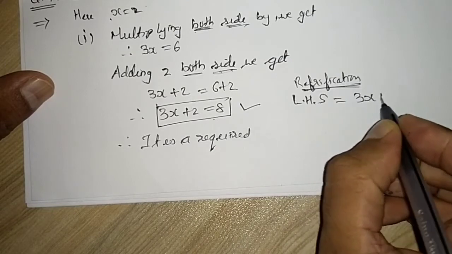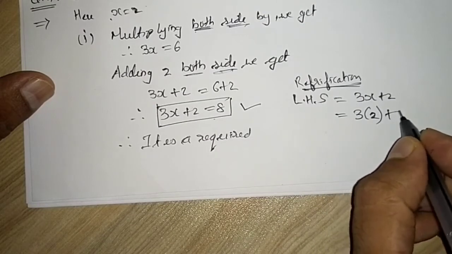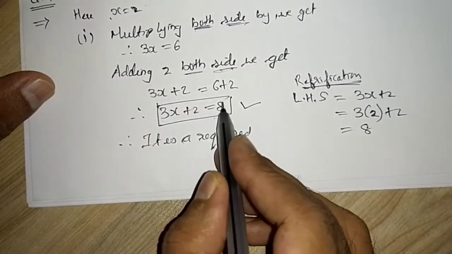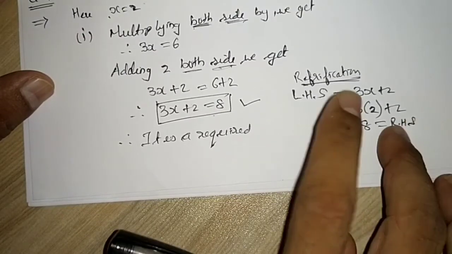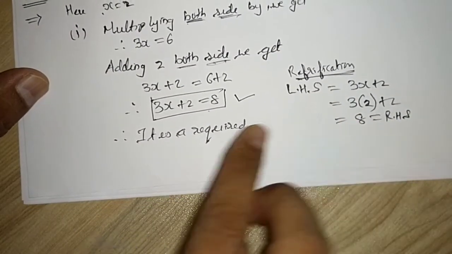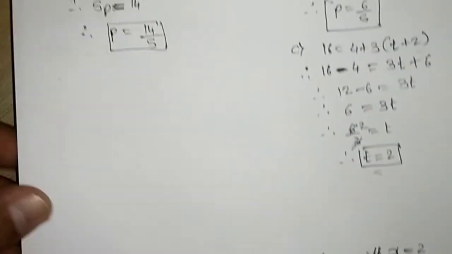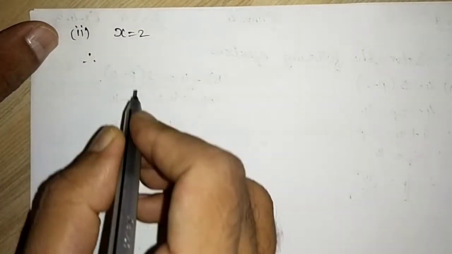LHS is equal to 3x plus 2. Instead of x we will write 2. So we will get 3 2s are 6 plus 2, 8. And what is 8? It is RHS, which is equal to RHS. This thing you must verify in rough page so that you can understand that the equation which you have given is the right one. Now moving to the second equation, because they have told us to write 3 equations, so I am writing the second equation. x is equal to 2 was given. Last time we multiplied, this time I will divide.